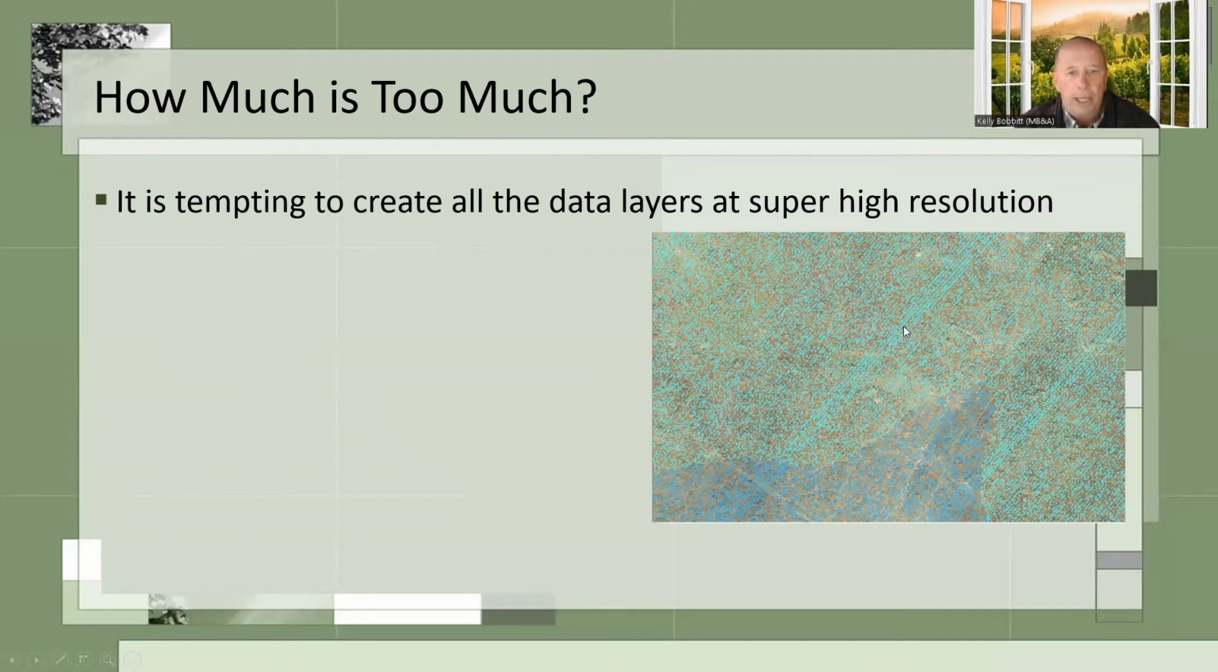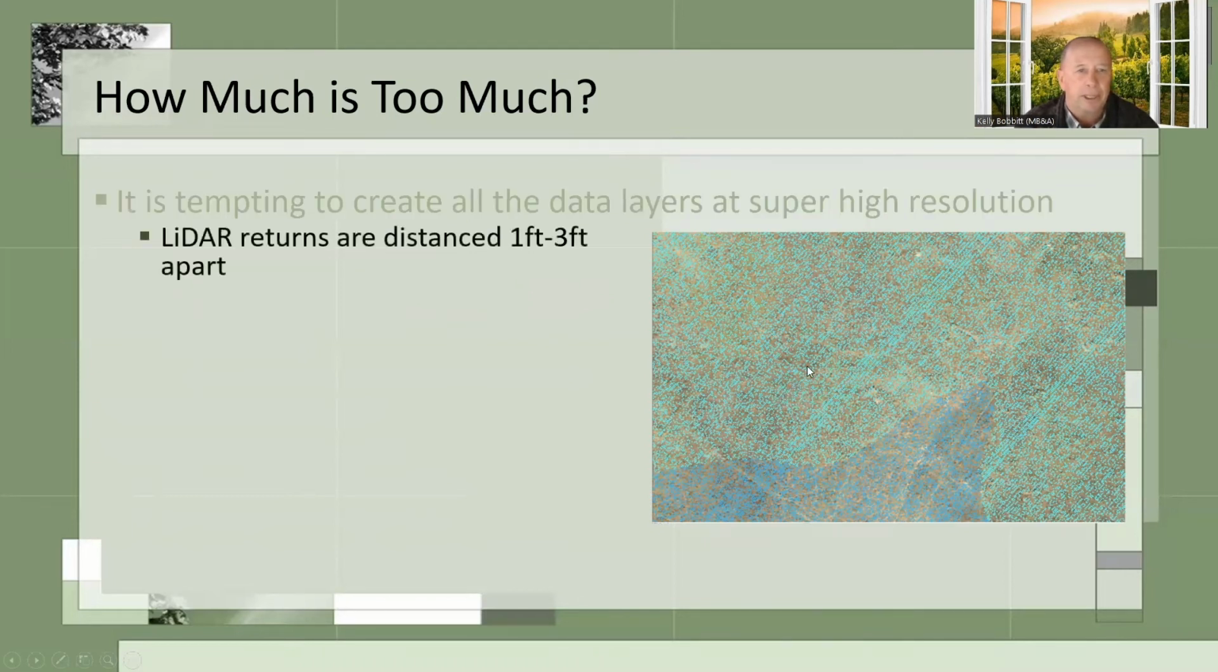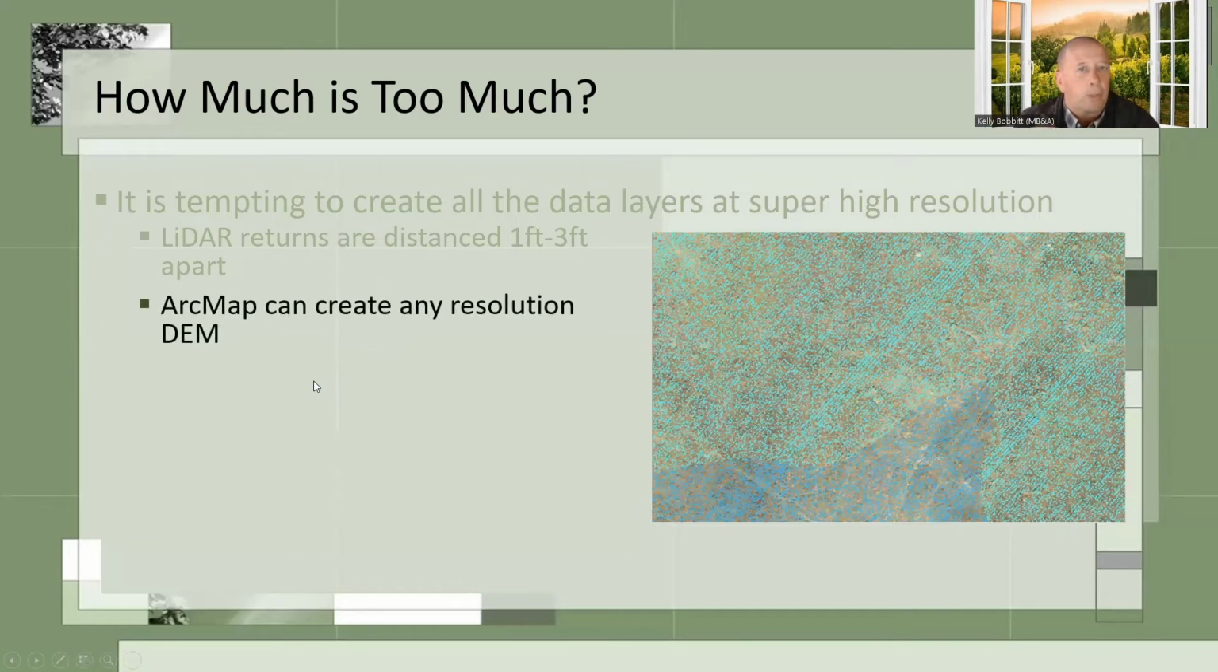And one thing I want to point out that I pointed out earlier is, these LiDAR returns are not perfectly spaced out. And in fact, they're typically, I found in this particular data set, say 1 to 3 feet apart. And you can see like this line through here, really dense, not so dense, things like that. So one of the things about ArcMap is you can create a DEM of any resolution. I could make it 1-inch DEM pixels. Does that mean that it's that accurate? Maybe not.